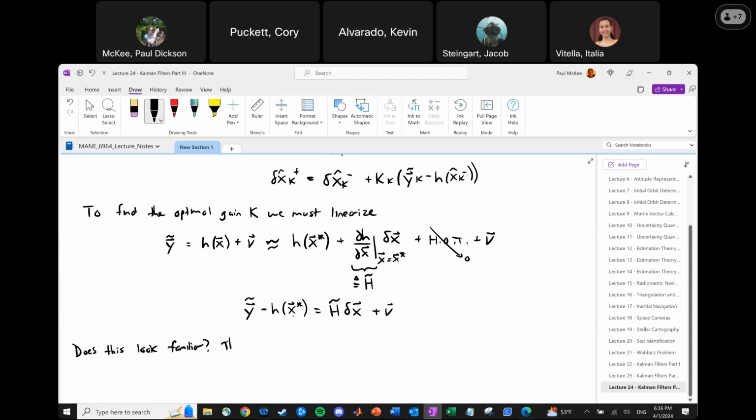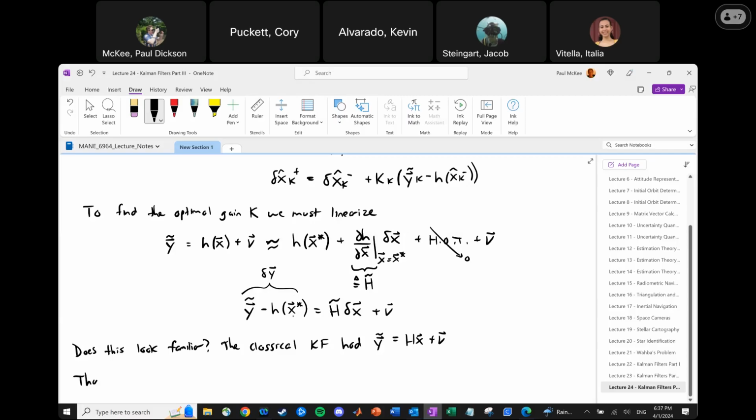The classical Kalman filter had y is equal to Hx plus nu. We now have, well, this whole thing here is just, think of it as delta y. Delta y is equal to H delta x plus nu. So after linearization, we've arrived at an equation of the same form.